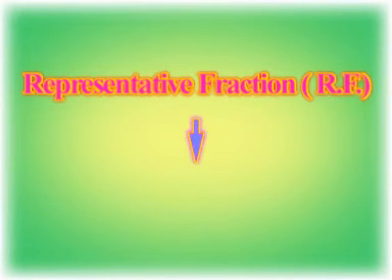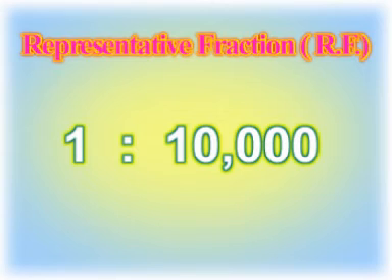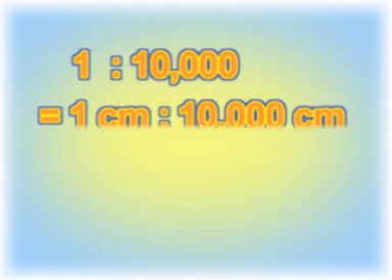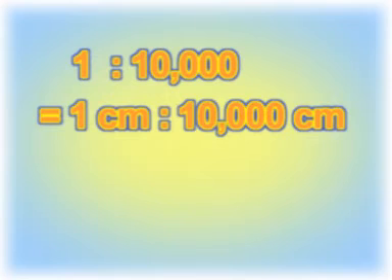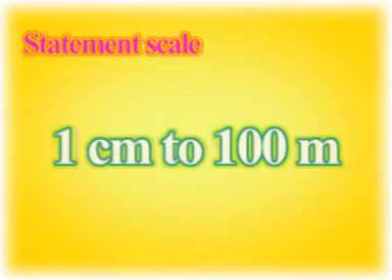Secondly, we try to change a representative fraction to a statement scale. For example, 1 to 10,000 means 1 centimetre is equal to 10,000 centimetres. Do remember to add the same unit on both sides. So, 10,000 centimetres is equal to 100 metres. If we want to represent it as a statement scale, it is 1 centimetre to 100 metres.